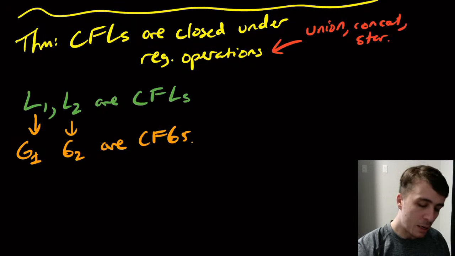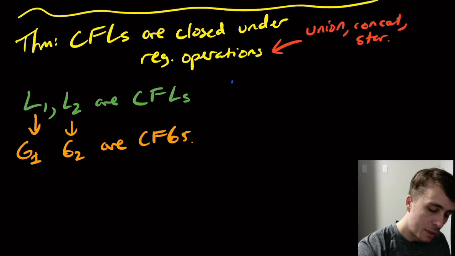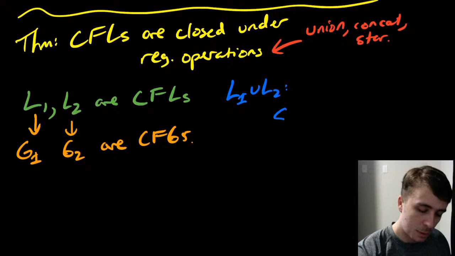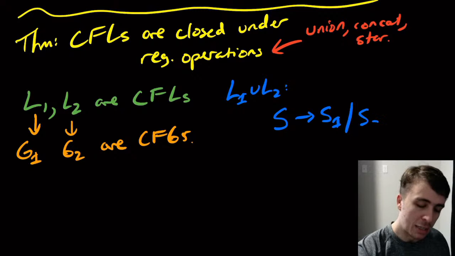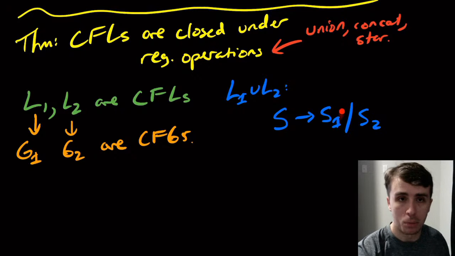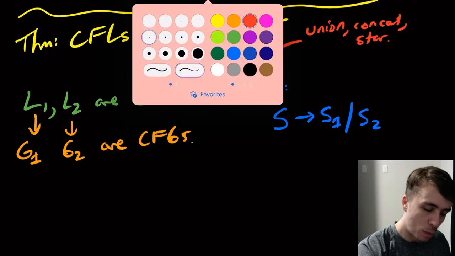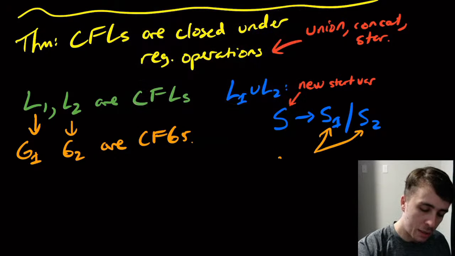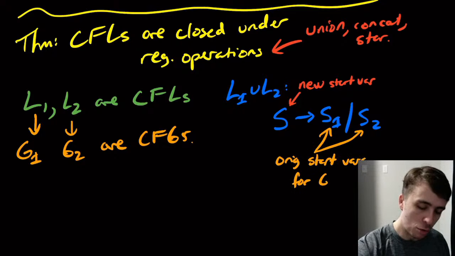So then what do I do here? If I want to do the union of the two, I've got to make a grammar for them. So what I'm going to do is have a variable S that goes to S1 or S2. So remember, the vertical bar means multiple rules. And what is this? S here is a new start variable, and S1 and S2 are the original start variables for those two grammars.